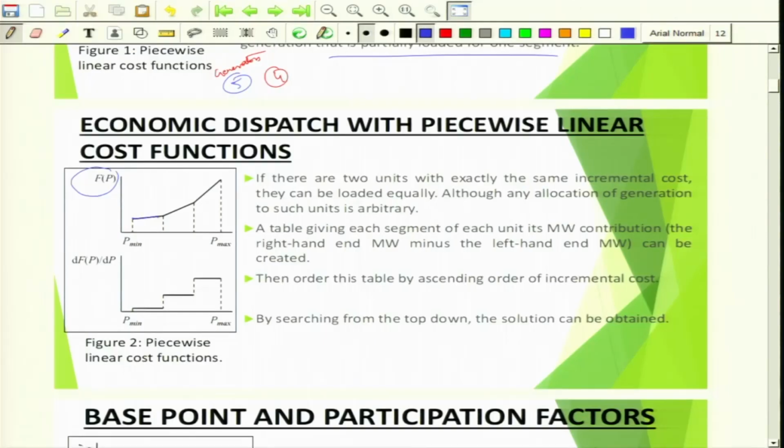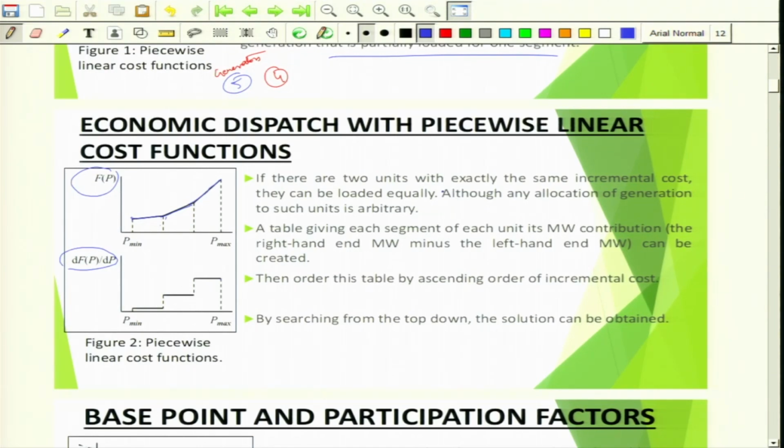So it has its own characteristic: between 2 points it is linear, then between that point and the next point it has its own linear function. So it is a combination of multiple linear functions, right. So now the incremental fuel characteristics you can obtain, it is discontinuous, right.